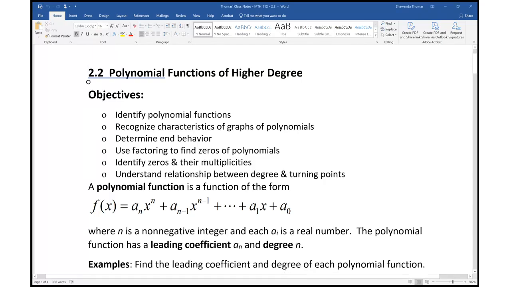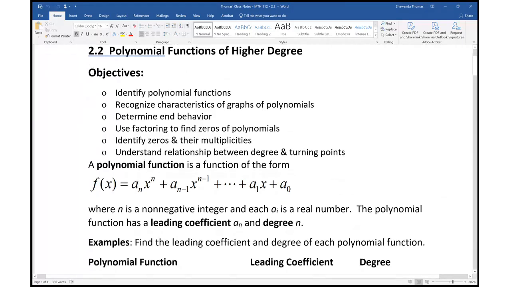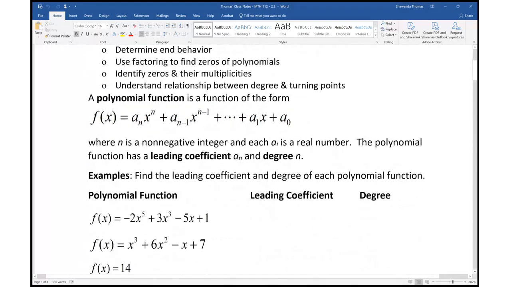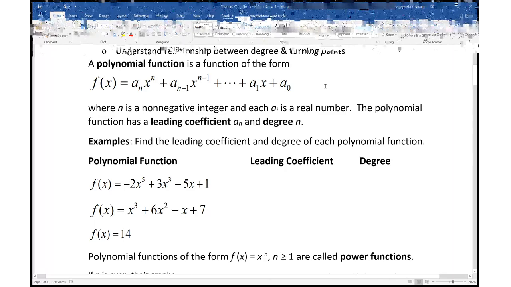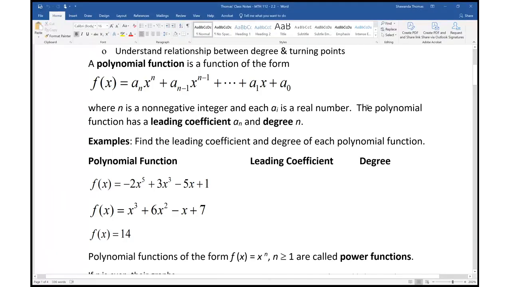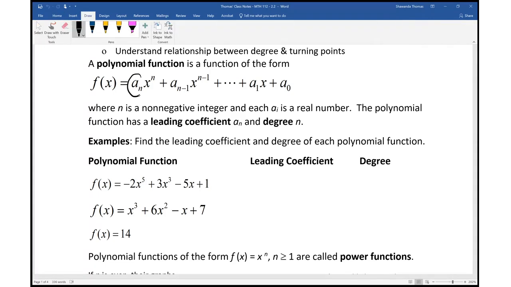2.2 Polynomial functions of higher degree. A polynomial function is a function of the form f of x equals a sub n x to the n, all the way to a sub 0, where n is a non-negative integer and each a sub i is a real number. The polynomial function has a leading coefficient, a sub n, and a degree, n.